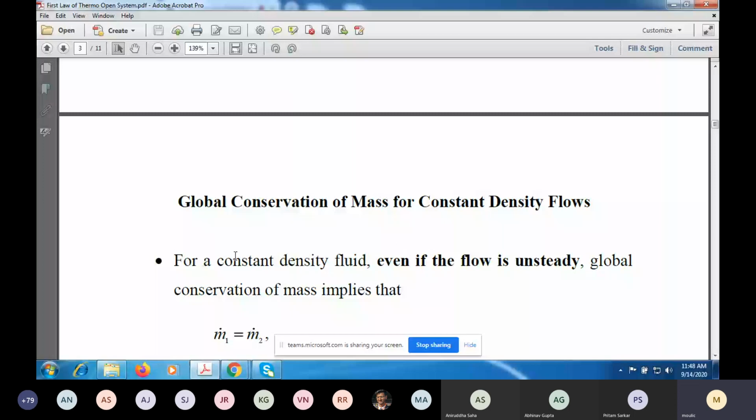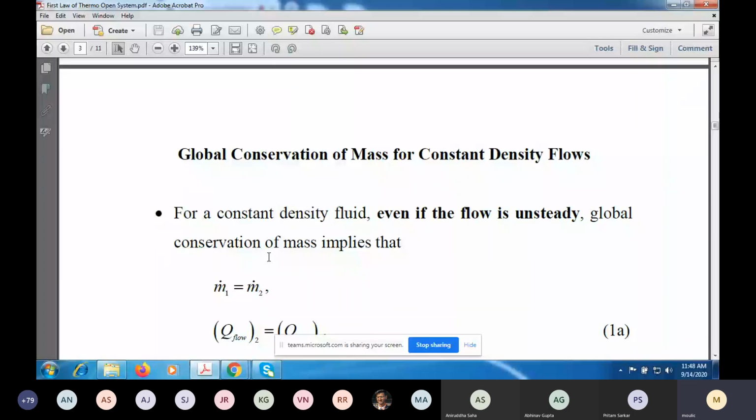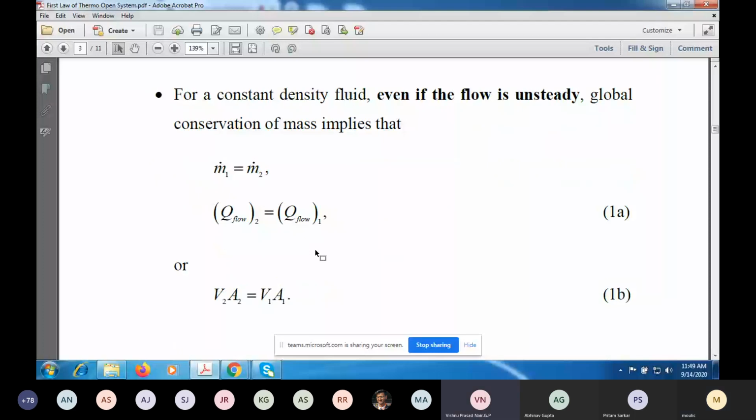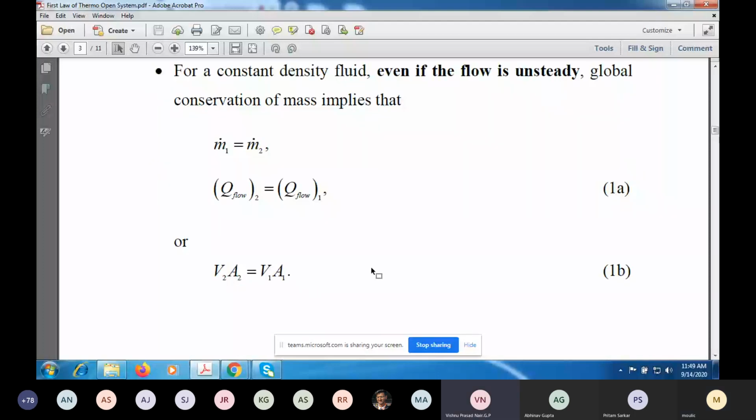So when the density of the fluid is a constant, even if the flow is unsteady, m1 dot will be equal to m2 dot. Can you explain why? Sir, because the fluid is of constant density, for a fixed control volume, the volume is fixed, so the mass inside should also be fixed as the density is fixed.